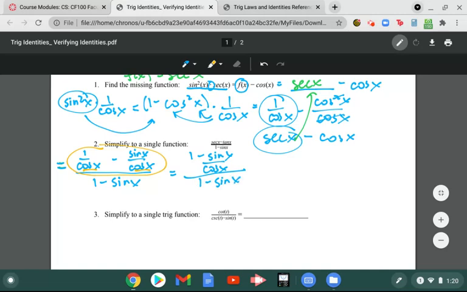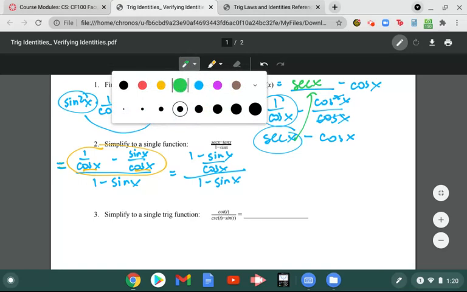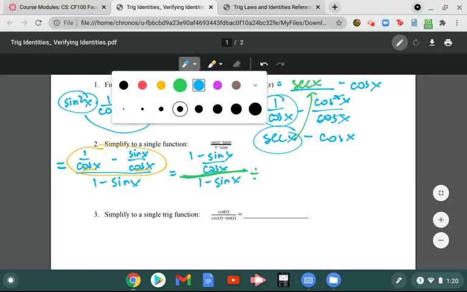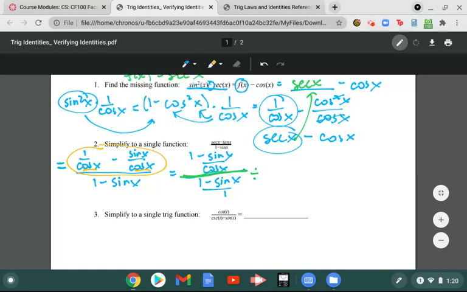The next thing that I want to do is to take this division symbol right here, which is really my fraction bar, but that is a division symbol. And I want to rewrite this by reciprocating my denominator. So right now, this says 1 minus sine x over cosine x divided by my denominator, and I'm going to write that over 1. 1 minus sine x over 1. Instead of dividing, I'm going to multiply by the reciprocal. And I'm almost to my simplified form.